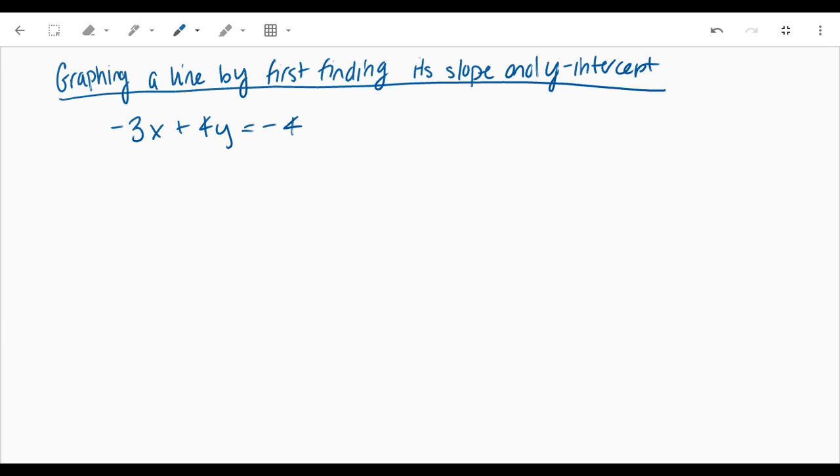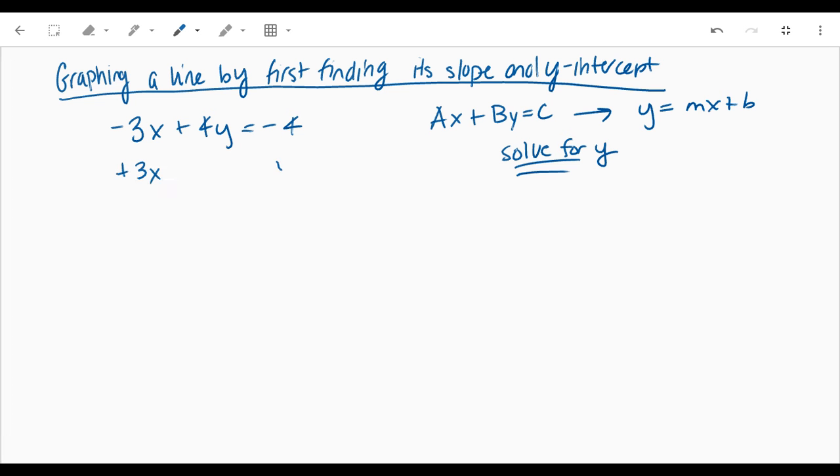Okay, so we're going to go from ax plus by equals c, standard form, to your graphing form, y equals mx plus b. Okay, so we do that by solving for y, rearranging it so it's solved for y. Okay, so we'll add 3x to both sides. So we'll have 4y equals negative 4 plus 3x. And then we'll divide by 4. And we'll divide everything by 4.